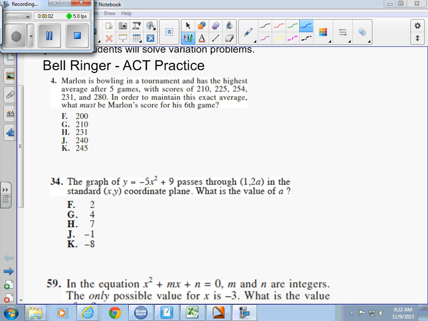A player in a tournament has the highest average after 5 games, scoring 210, 225, 254, 231, and 280. In order to maintain this exact average, what must Marlon score for the 6th game be?